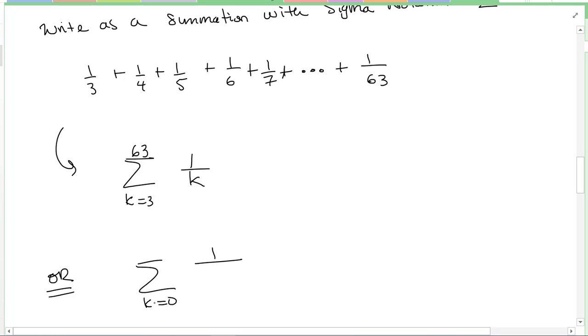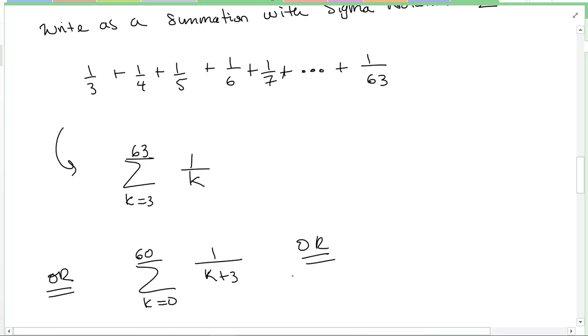So if k starts at 0, how do you get 3? It will be 0 plus 3, right? So it will be 1 over k plus 3. Since you want it to end at 63, that means that you have to end at 60. So that 60 plus 3 gives you 63.